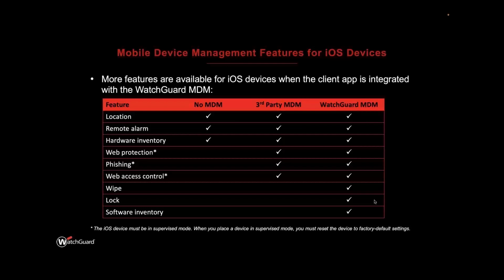These you can install with no MDM profile at all, but that will limit you to just device location, remote alarm, and hardware inventory, because for the other features, you will need an MDM profile to be deployed to the device. Whether it is, like I mentioned, our own MDM profile, or if you have a third-party MDM solution, you can still get the web protection, phishing, and web access control by integrating our solution with that third-party MDM. So that won't get you all the features, but it will get you the integration with the third-party MDM.